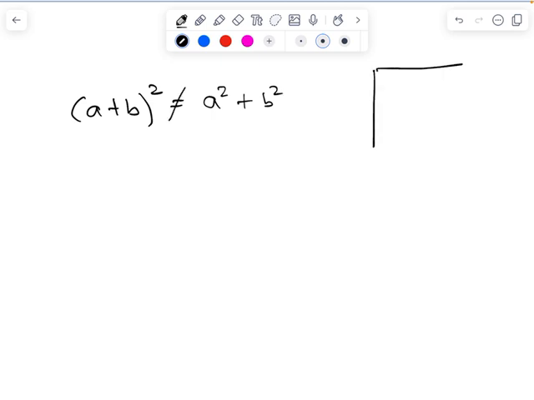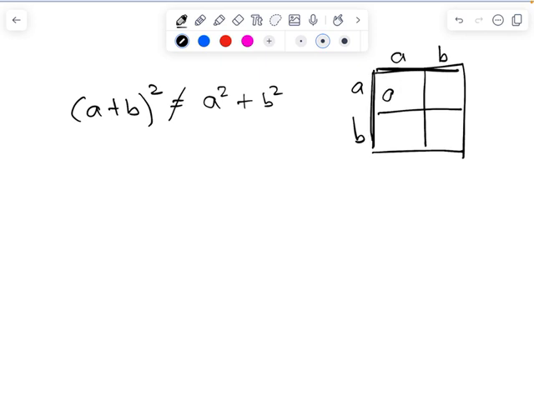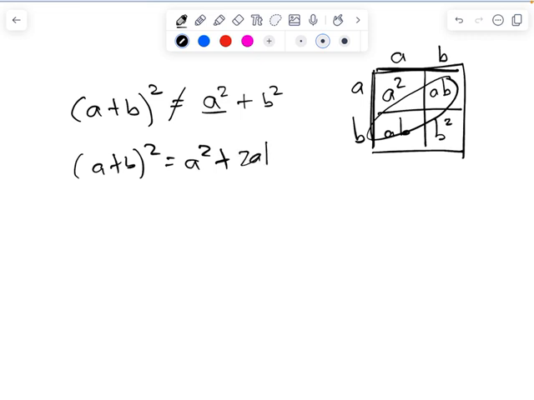And the reason why is because when we talk about a plus b squared, we're really talking about a square that is a plus b wide and a plus b tall. Now that's going to give us an a squared, which we have. It's going to give us a b squared, but it also gives us these other regions. And so really what this will be is a squared plus 2ab plus b squared.